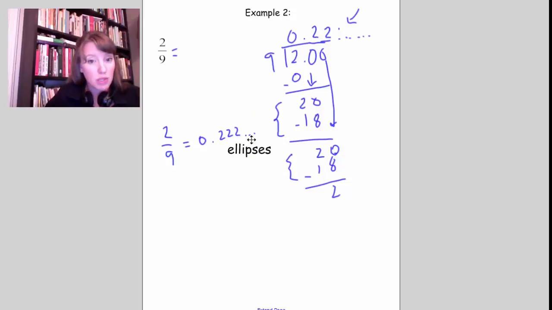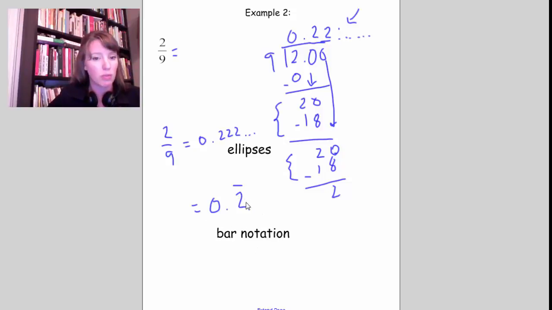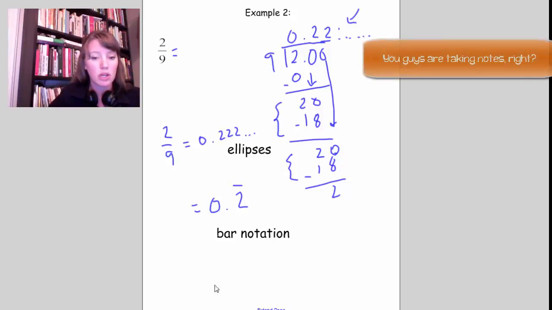These are called ellipses, right? You see them a lot of times in ELA, actually. You can also write it, I think I like it better, with bar notation. So you write down the number that's repeating, which is 2 for us, only one number repeats, and you write a bar over it, okay? And this is called bar notation, right? So we're using bars to represent repeated decimals here.